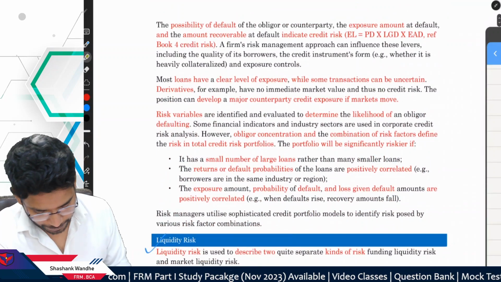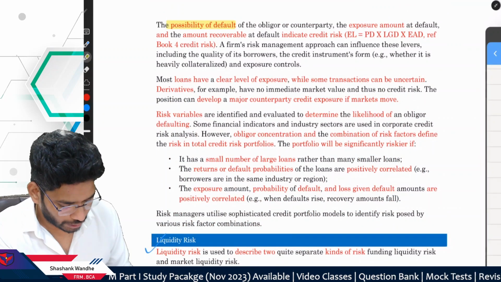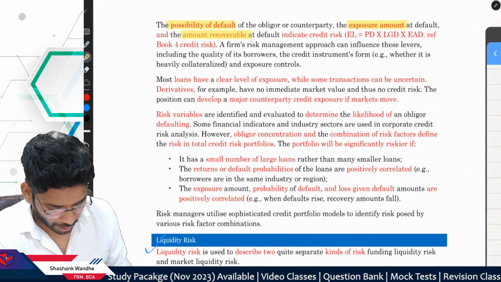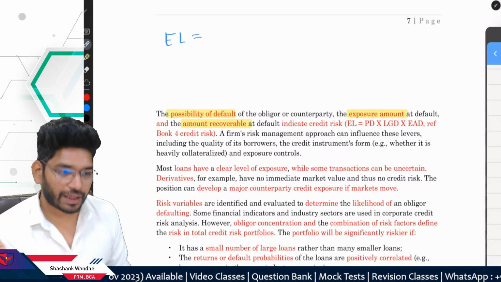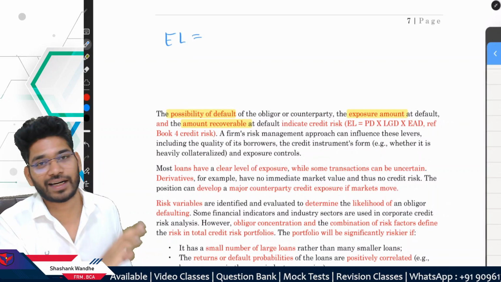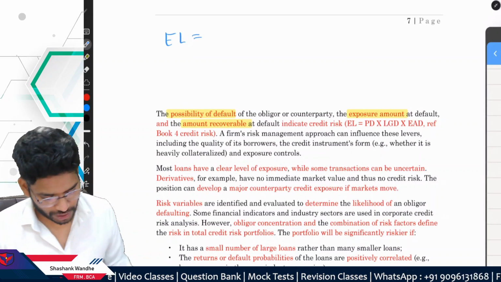Now in credit risk, there is a possibility of default, an exposure amount, and an amount recoverable. Now let's understand the concept known as expected loss. Again, expected loss is covered in detail in Book 4. For now, just the overview.